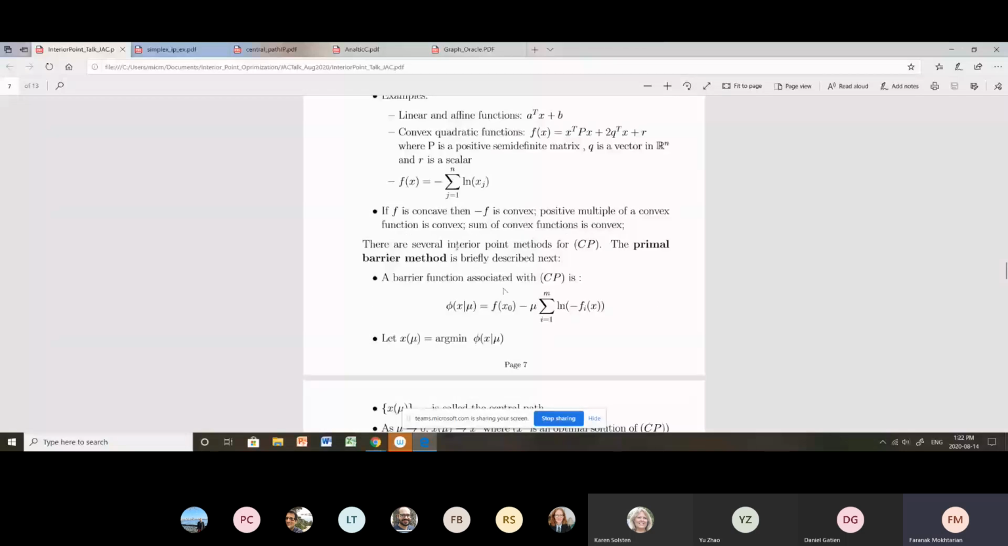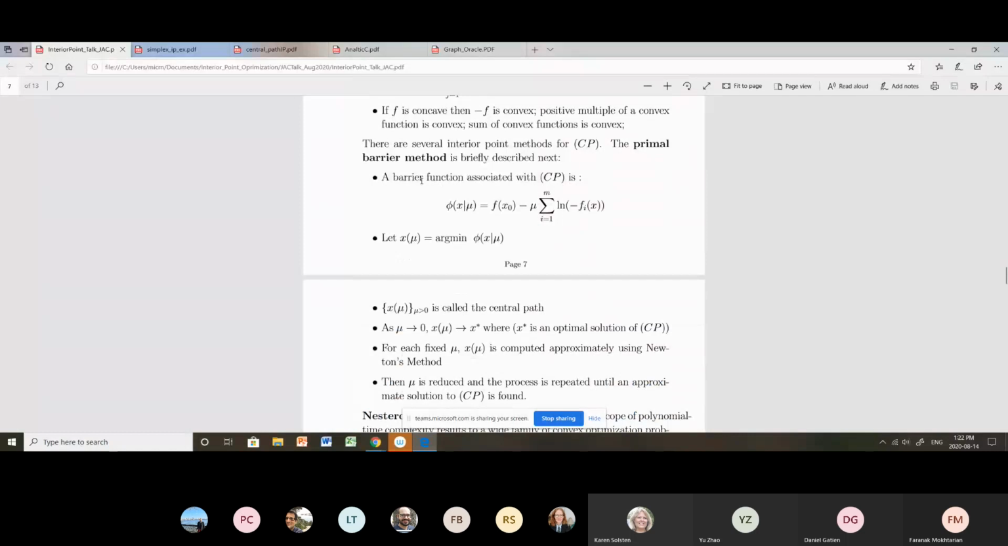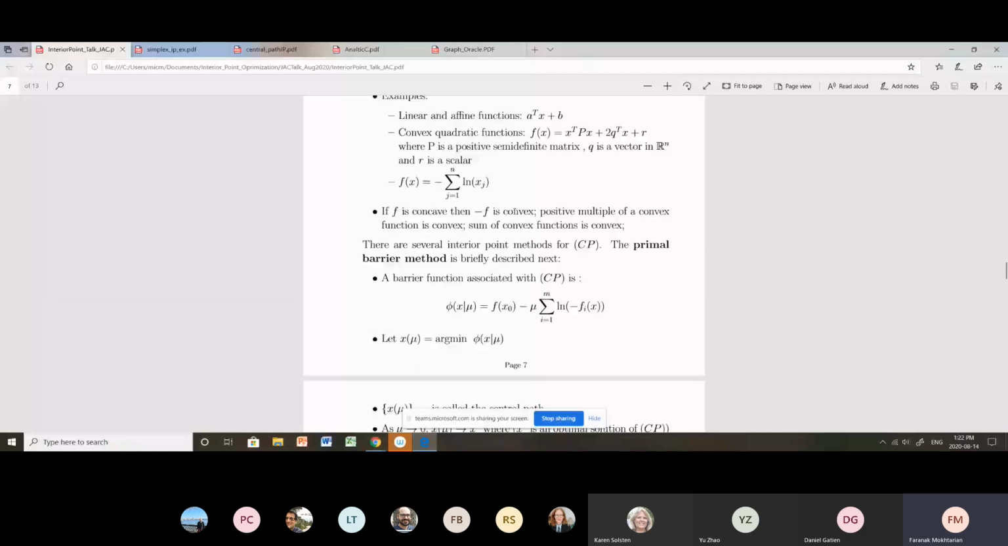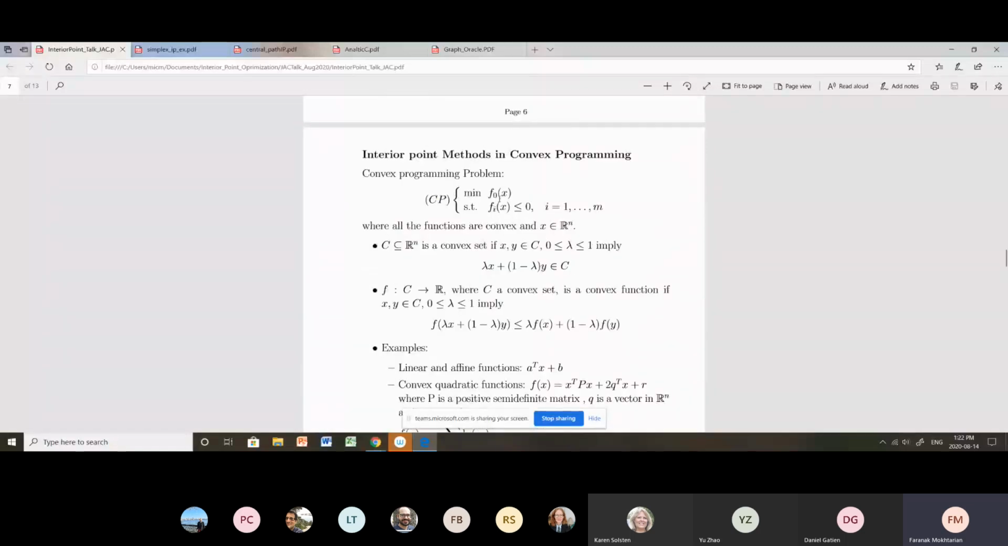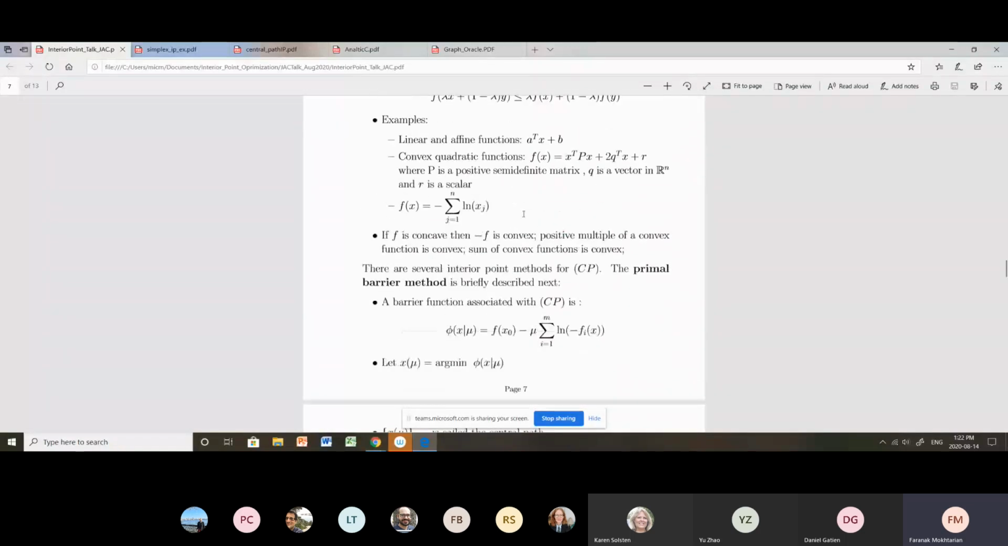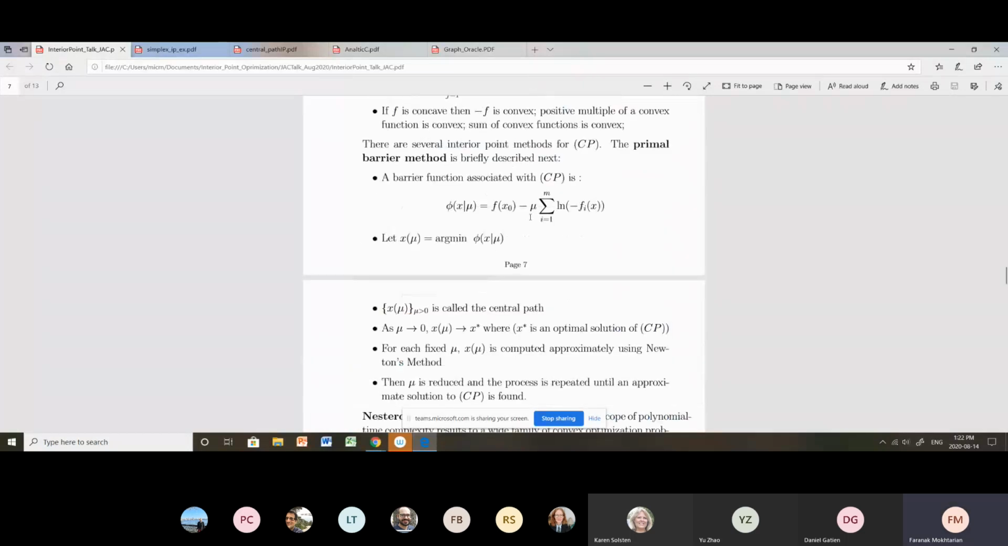There are, again, many different kinds of interior methods for convex programming, similar to the ones that existed for linear programming. But I only talk about one of them because more or less they're based on the same idea. That's the primal barrier method. So we have a barrier function associated with our convex programming problem. We take the constraint functions and put them in the ln to make sure they are all strictly negative. So it's ln of minus fi of x. And this is the barrier parameter, mu.